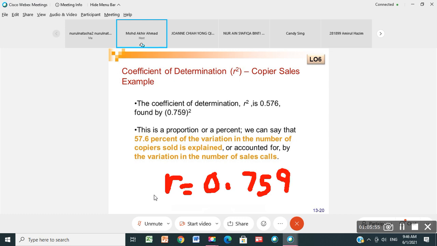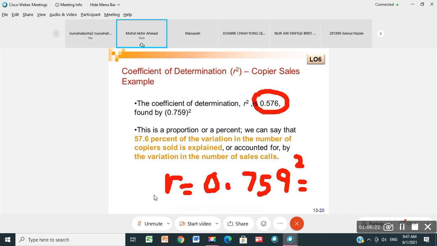Okay, boleh saya minta Mas Sarah? Yes, saya. Okay, r equal 0.759, kuasa 2 dapat equal berapa? Cuba ada calculator, try. 0.576. Okay, you can get 0.576. So 0.576 represents what?